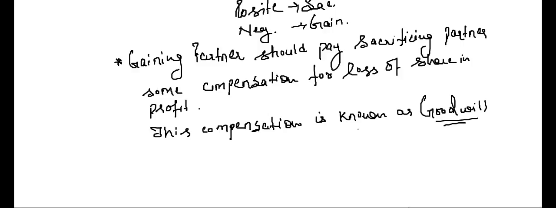The gaining partner should pay the sacrificing partner some compensation for the loss of share in profit, and this compensation is known as goodwill, right? And what will be the accounting treatment of goodwill, we'll see in the next lecture. How to treat goodwill in case of change in profit sharing ratio. See, the methods of valuation of goodwill will remain the same that we have studied. The accounting treatment in case of change in profit sharing ratio, how we have to treat goodwill from the accounting viewpoint, that we will see in the next lecture, right?